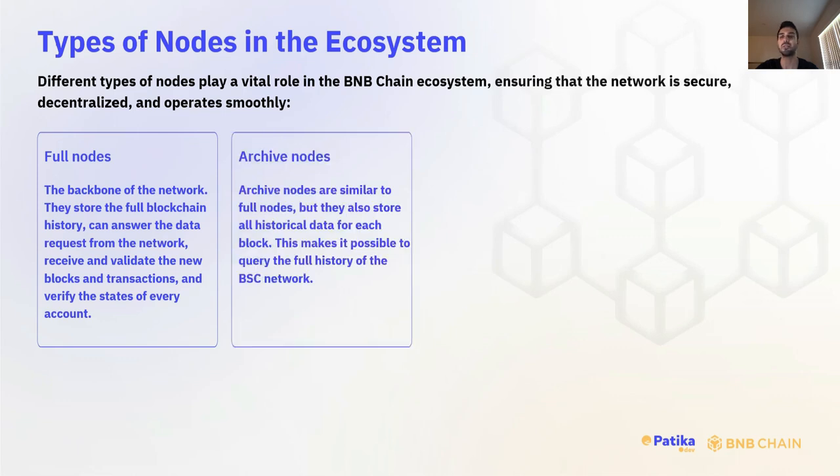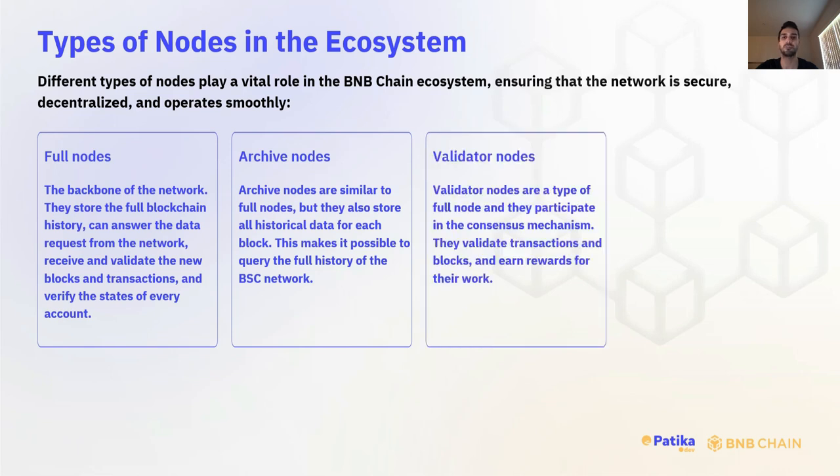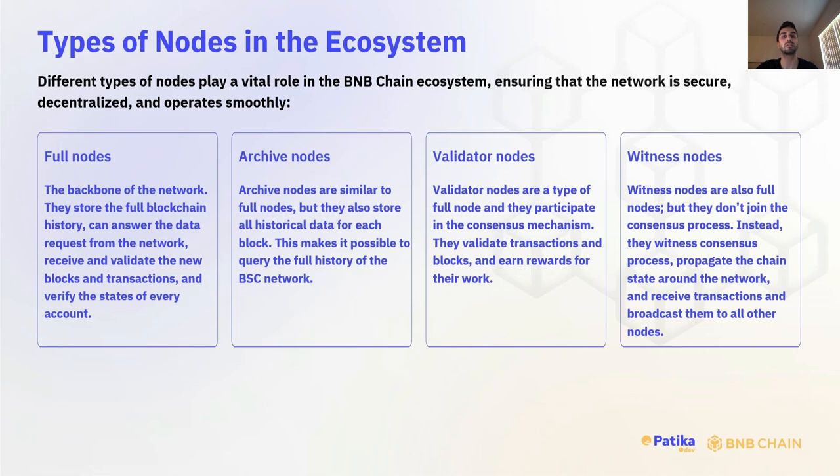Archive nodes. Archive nodes are similar to full nodes, but they also store all historical data for each block. This makes it possible to query the full history of the BSC network. Validator nodes. Validator nodes are a type of full node and they participate in the consensus mechanism. They validate transactions and blocks and earn rewards for their work. Finally, witness nodes. Witness nodes are also full nodes, but they don't join the consensus process. Instead, they witness the consensus process, propagate the chain state around the network, and receive transactions and broadcast them to all other nodes.